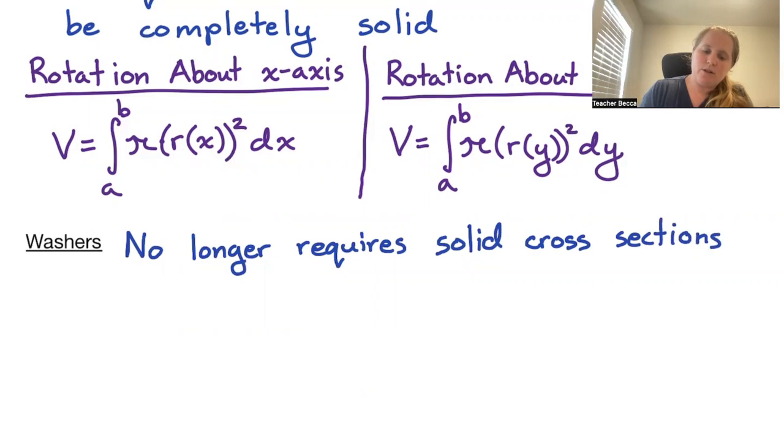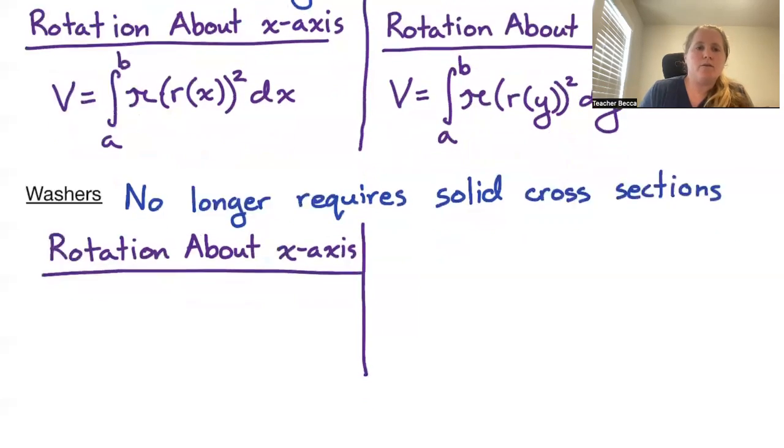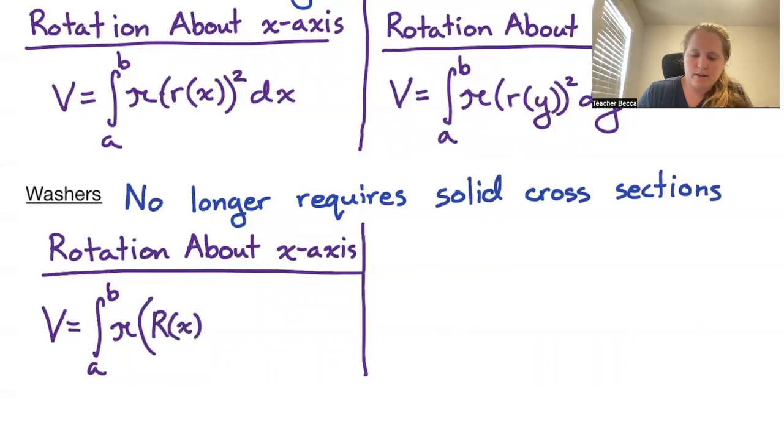For our rotation about the x-axis, we had that the volume was equal to the definite integral from a to b of pi times the outer radius, capital R of x, squared, minus the inner radius, lowercase r of x, squared, whole thing times dx.